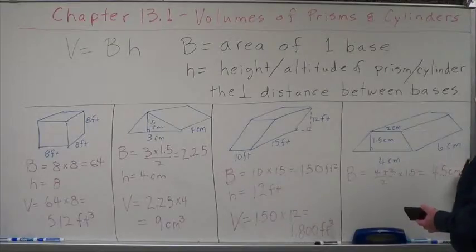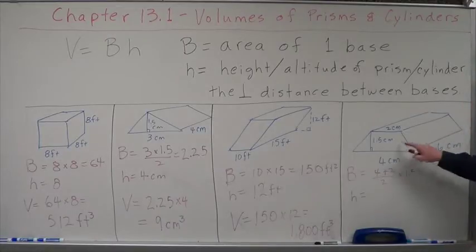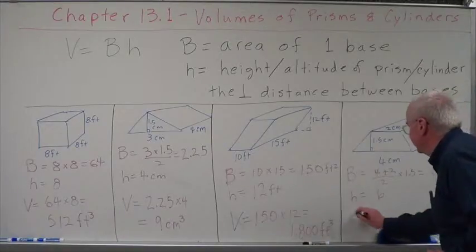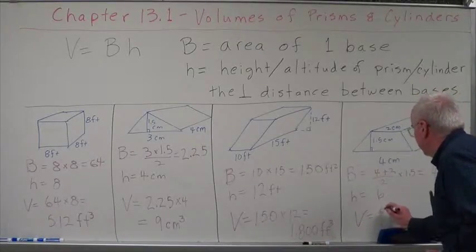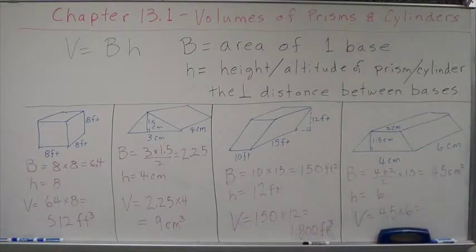4.5 centimeters squared. The height is the distance between the two trapezoids, okay? The distance between the trapezoids is 6. So therefore the volume is simply going to be 4.5 times 6 equals 27 centimeters cubed. Okay? Urge you to look at these three, find out what we're doing, and go from there.